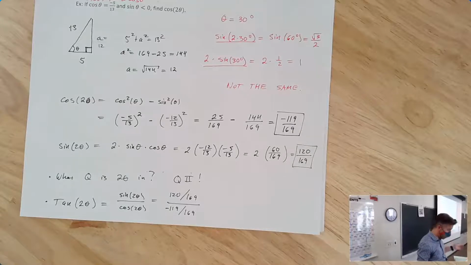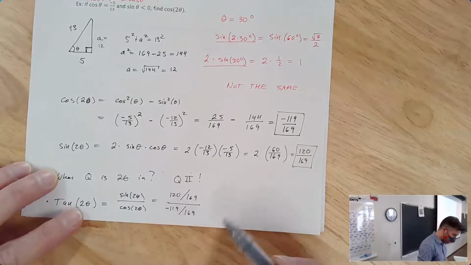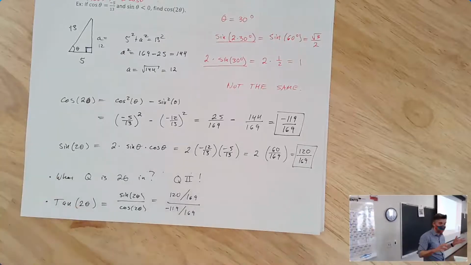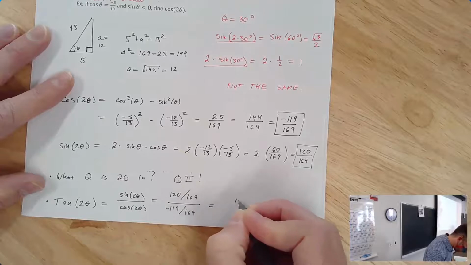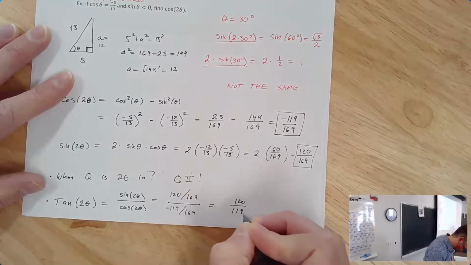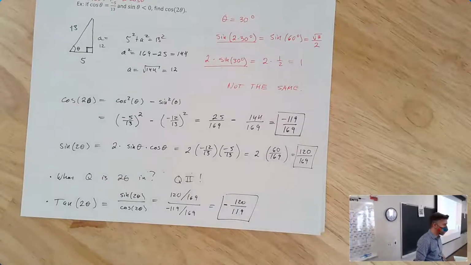The 169s, right? Because when you flip and multiply, you're going to get 169 in the bottom and 169 in the top. And that's a common thing that happens. When you find sine and cosine, most of the time they have the same denominator. And so when you divide them by each other, those denominators just cancel out. You get 120 over negative 119. I write the negative sign up front. That would be tangent of 2 theta.